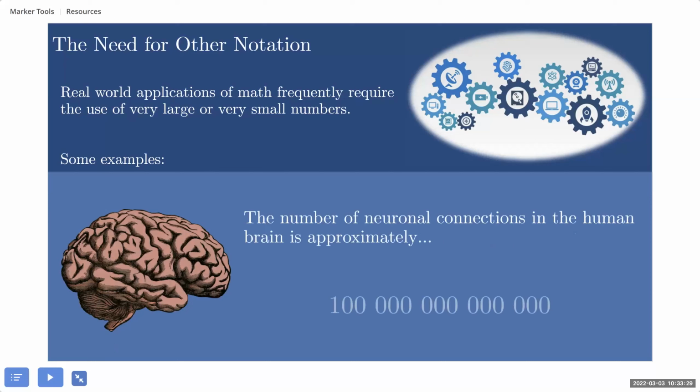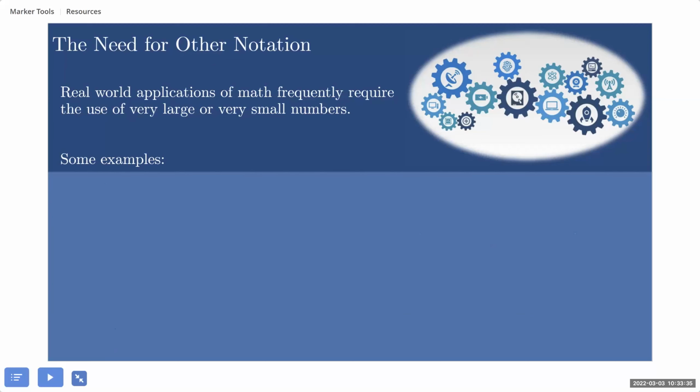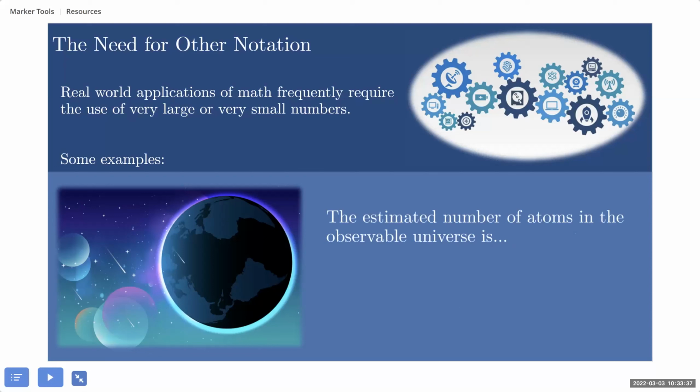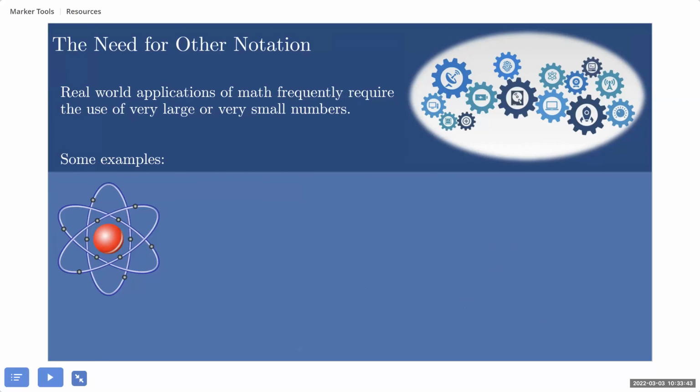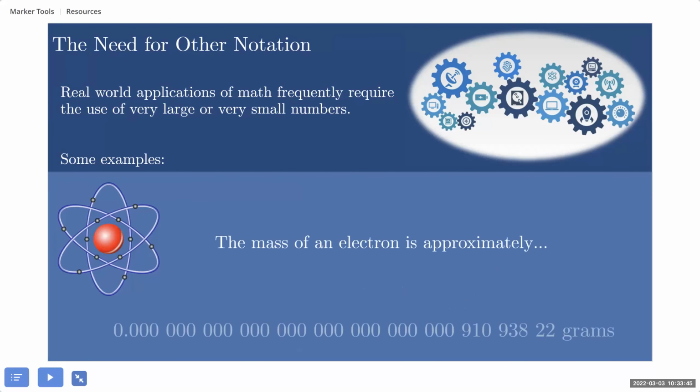Another example is the number of neuronal connections in the human brain, which is approximately that number there. I'm not even going to try to guess what it is. The estimated number of atoms in the observable universe is that number over there. You can actually go the other way as well. We don't have to have very large numbers.